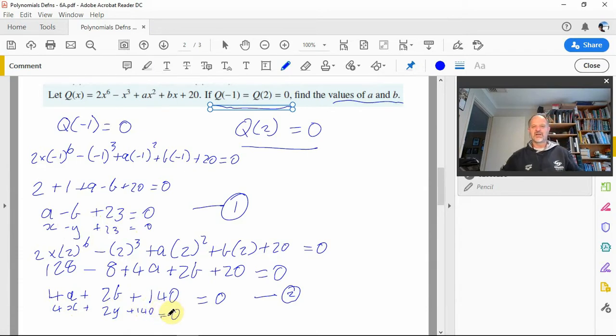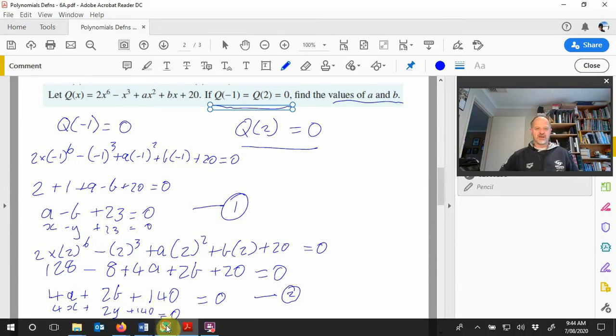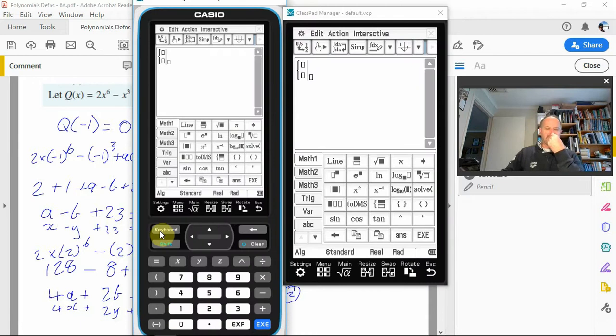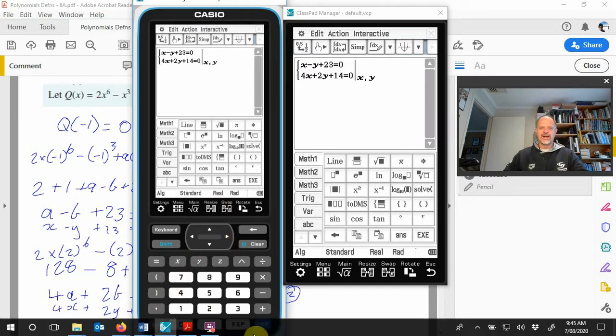All right, going to use those. You can use the a's and the b's, but you've got to go searching for it, so we don't want to have to do that. So x minus y plus 23 equals 0 is one equation. The other equation is 4x plus 2y plus 140 equals 0. And we want to know both x and y.